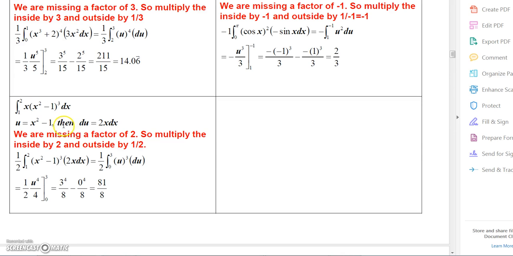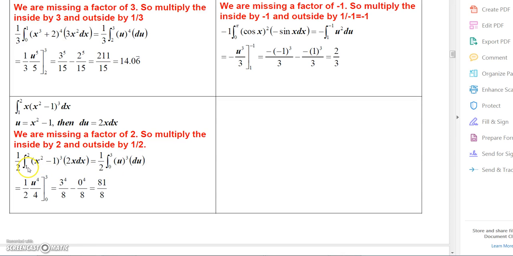Okay, so this one here is actually very similar to the one above. Just like the one above it, I'm going to let u equal the polynomial that's cubed. So u would be x squared minus 1, and then du would be 2x dx. So again, to get this in the proper form, I have to multiply the inside by 2. So I multiply the inside by 2, and then the outside by a half, and then that'll give me u cubed du here.